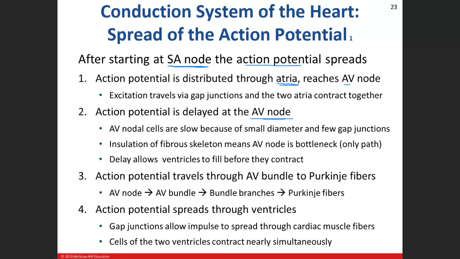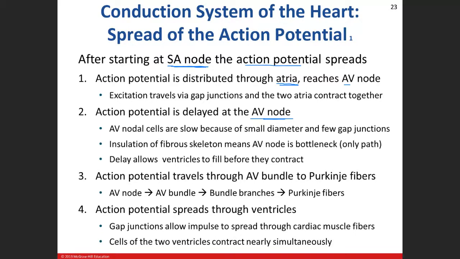Remember, in the beginning we have passive filling, where the AV valves open up and blood pours into the atria, but because the AV valve is open, it dumps right into the ventricles, and the ventricles start to fill up. Eventually, before the AV valves close, the atria will contract to get that last little bit of blood into the ventricles. When that happens, the AV valves snap closed. That's the active filling.